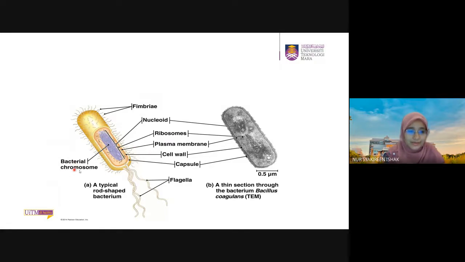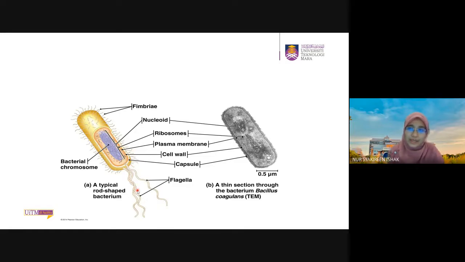This is the bacteria chromosome, and then you have the plasma membrane. The plasma membrane will surround the cell and separate the components of the bacteria from the outside surrounding. To give more protection for this cell, they are surrounded by a cell wall and also a capsule. The component of the cell wall of bacteria is different from the component of the cell wall in plants. They consist of different components.